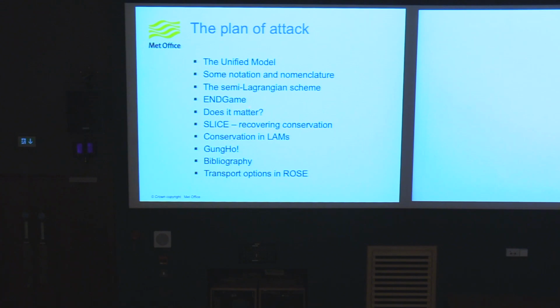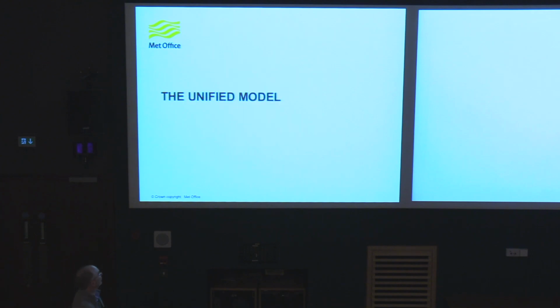I'll focus in on some aspects of our current dynamical core, EndGame, and the transport within that, and then try and explain, well, does all this stuff I'm talking about make any difference at all? Talk about a couple of specific aspects of conservation, and then finish up by looking a little bit to the future, a project called Gung Ho that we're running to develop a next generation dynamical core. At the end of the slides, you'll see there's a bibliography, some references there, and also with thanks to Chris Smith, details on some of the transport options in Rose that might help in the practicals later on.